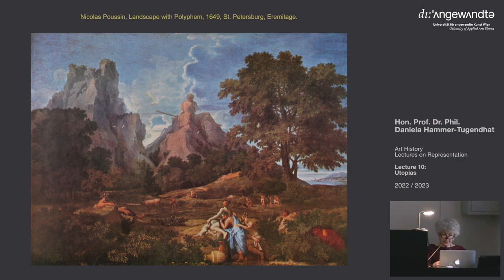Polyphemus lusted after the sea nymph Galatea, so he killed Acis. Acis was then transformed into a river. Galatea mourned for him eternally. In the painting, however, we see a peaceful Polyphemus. Acis and Galatea, along with her nymphs, are shown relaxing in the landscape.